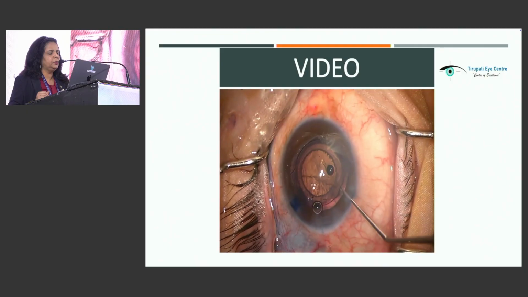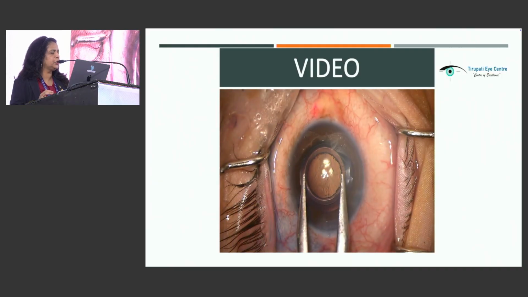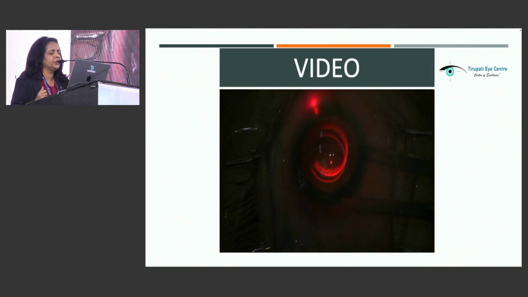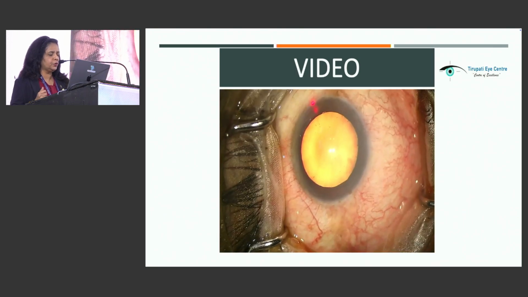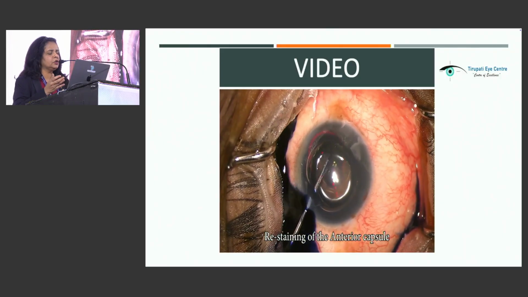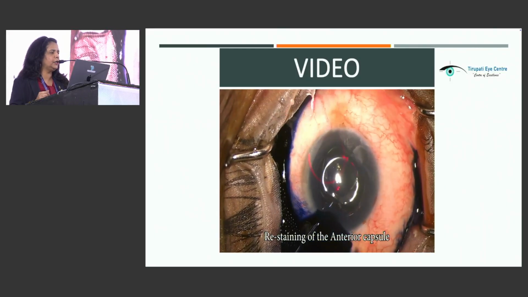So this has been worked out, as I said, with a lot of permutations and combinations on how much is the adequate power, how much is the stain concentration, how much is the visco concentration, to get finally what we want. And we are in the final stages, and this is one case where restaining was done. This is the crucial step. Staining has to be adequate.